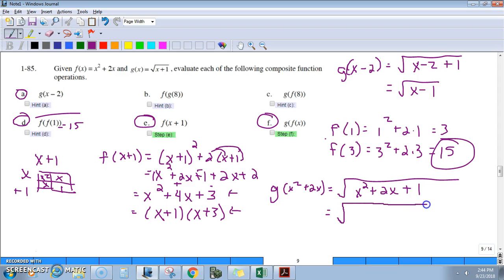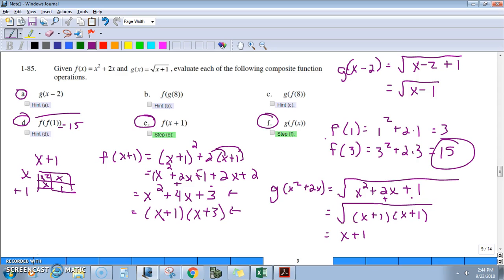If I factor that trinomial x squared plus 2x plus 1, I'm looking for two numbers that add up to be 2 and multiply together to be 1, and that's going to be 1 and 1. So x squared plus 2x plus 1 is actually x plus 1 times x plus 1, which is x plus 1 squared, right? If I have the square root of two exact same things times each other, that just is x plus 1.